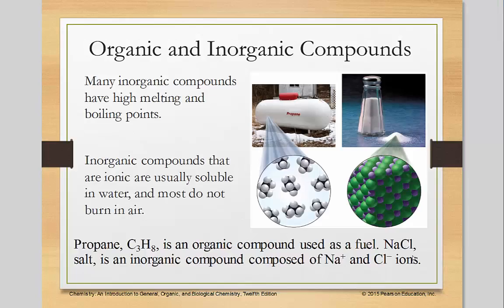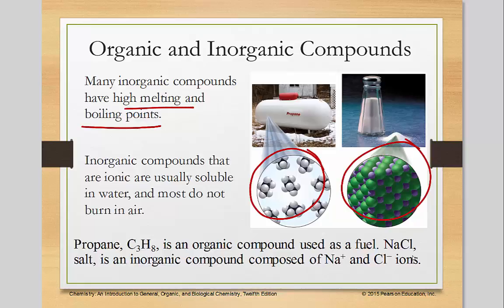Inorganic compounds, however, have very high melting and boiling points, which is why they're typically solids at room temperature. Inorganic compounds that are ionic are usually soluble in water and typically do not burn in air. This is an example of propane, which is an organic compound, and this is table salt. Notice the difference in how they're formed. The inorganic is ions alternating into a solid, whereas there's space between the propane molecules because they're individual molecules rather than a cluster.